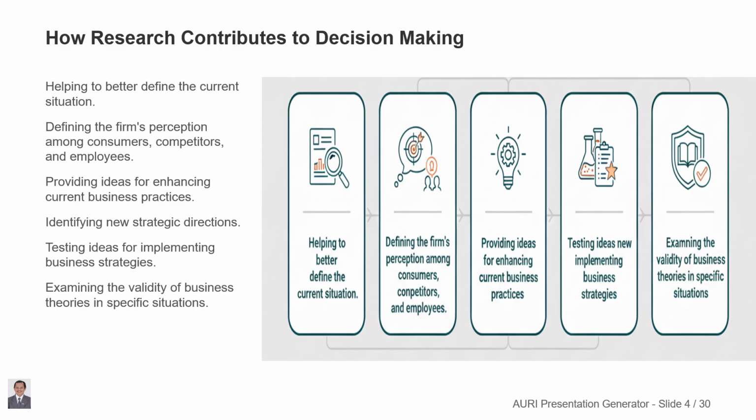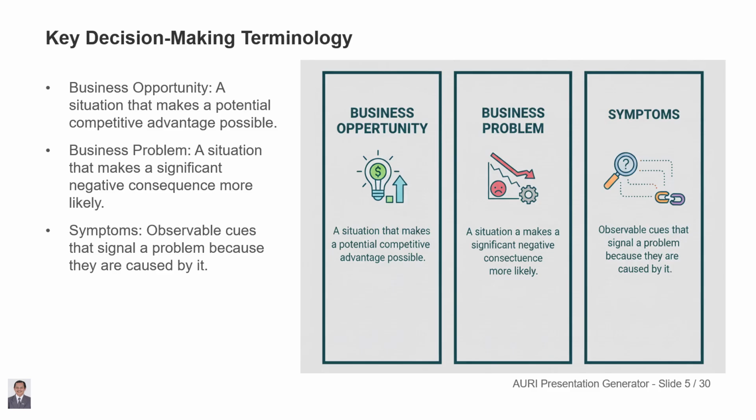Additionally, research helps carefully test new ideas, products, or strategies in a controlled setting. This occurs before a full, costly launch, which helps reduce financial and operational risks. Finally, business research provides a way to examine how various business theories apply in specific organizational situations, connecting academic ideas with practical application. To discuss business research effectively, it is helpful to understand a few core terms and their definitions.